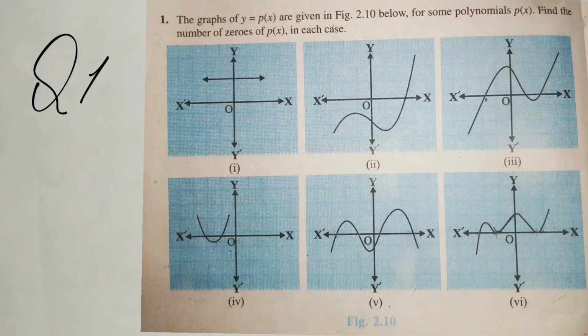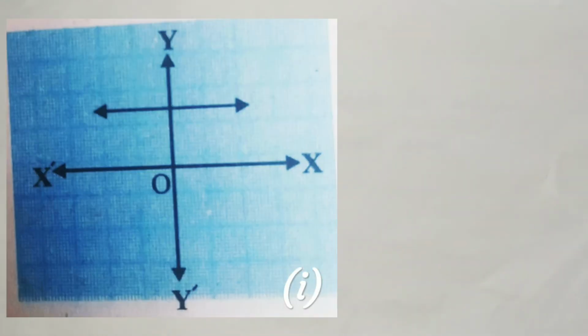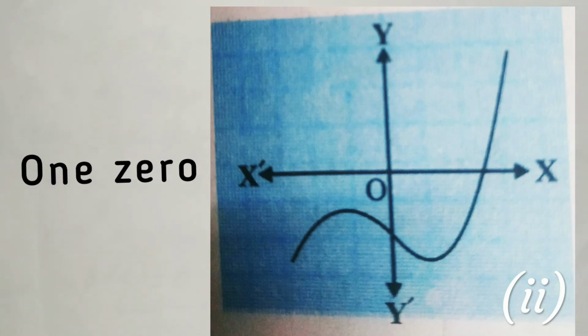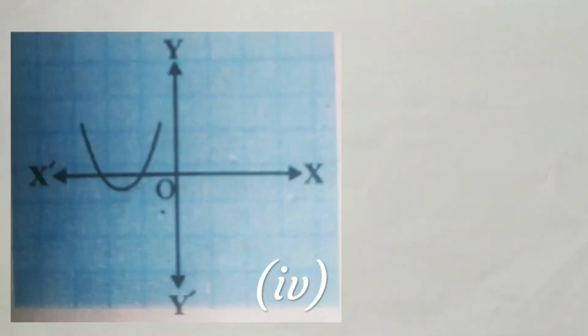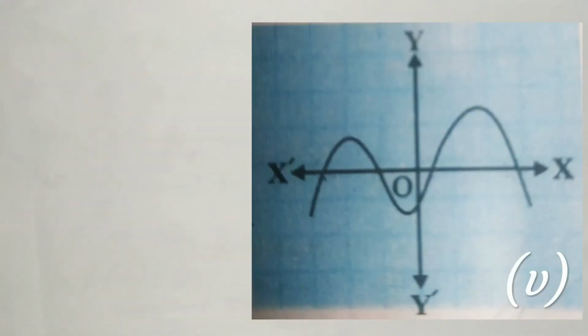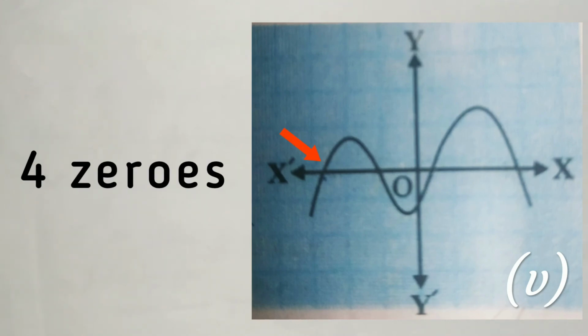Question number 1 is, the graphs of y equals p(x) are given. Find the number of zeros. So first figure, there are no zeros as the graph does not intersect the x-axis. Second, number of zeros is 1 as graph intersects the x-axis at 1 point only. Number of zeros is 2 since graph intersects the x-axis at 2 points. Number of zeros are 4 since curve intersects the x-axis at 4 points.